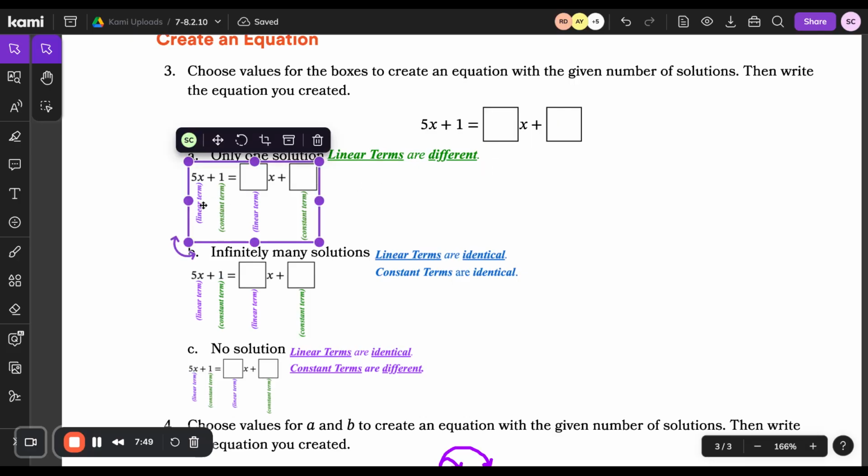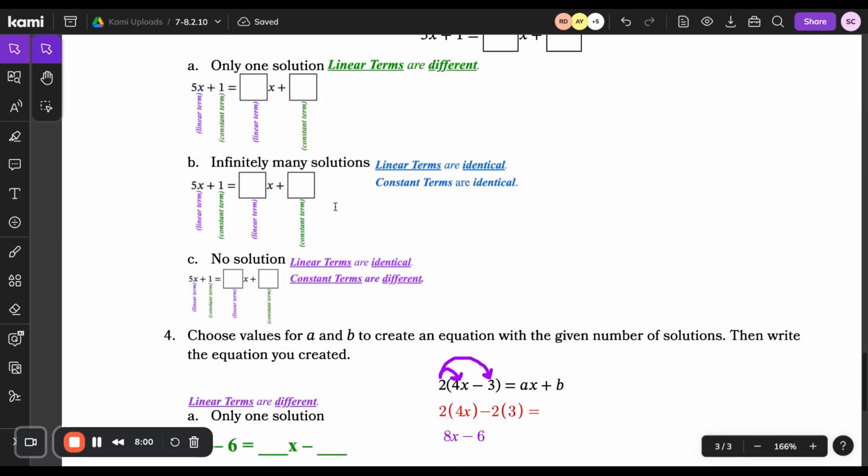So you are going to figure out if this is your linear term and your constant term, what can't your linear term be? And your constant term could be anything because the only thing that matters is your linear term. For infinitely many solutions, remember that your linear terms and your constant terms are identical to each other. They are equal to the exact same thing. So what values would have to go in the box for this one here?